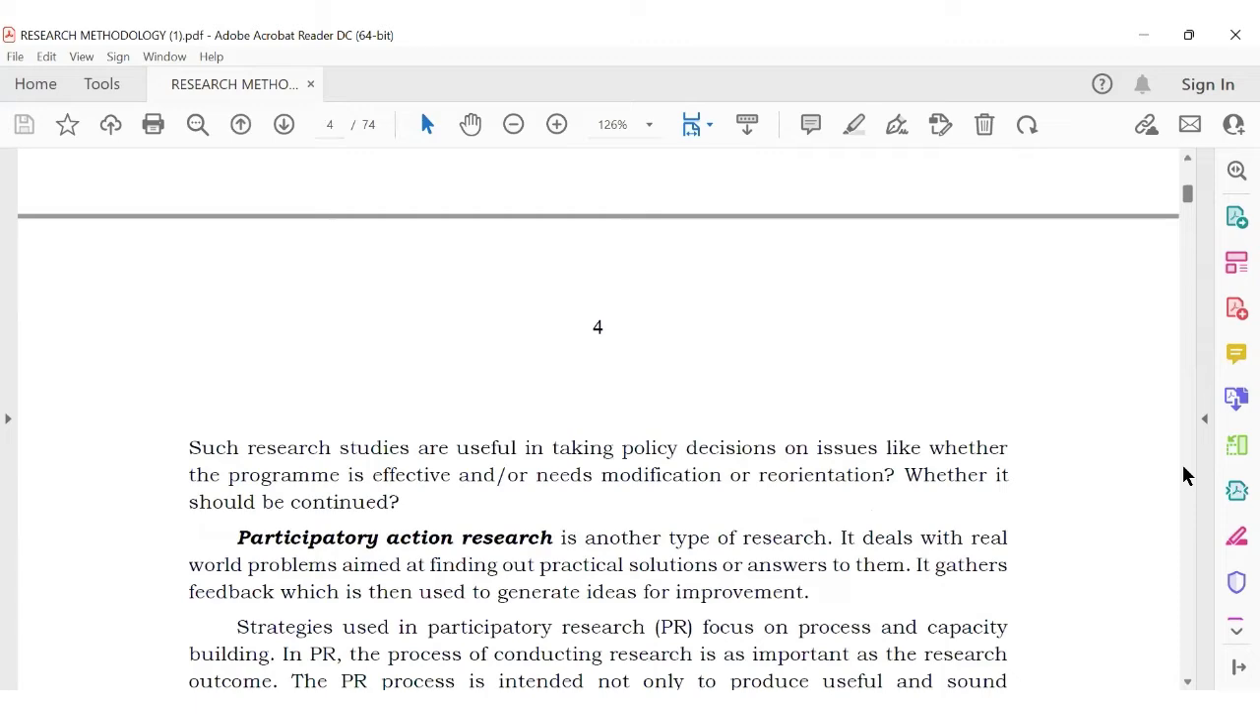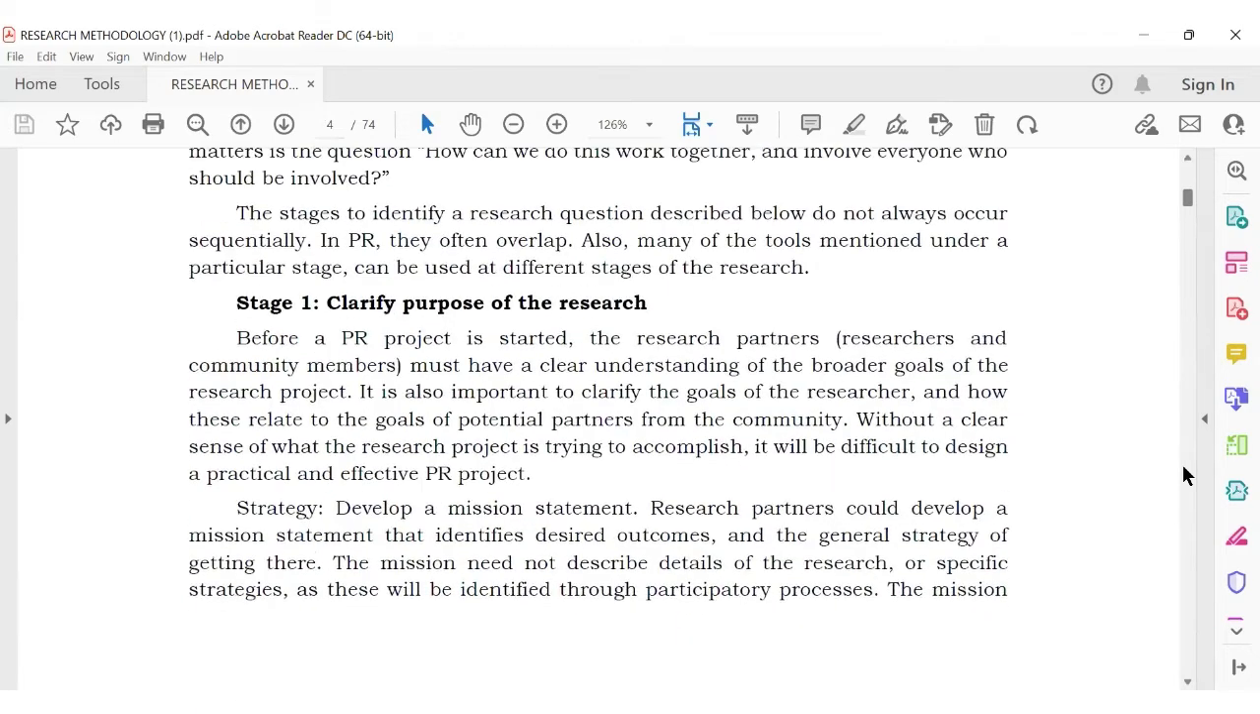Now, we have already discussed all of these areas. Now, let us start with the next point. That is, what are the various steps in doing any public health research? Okay.